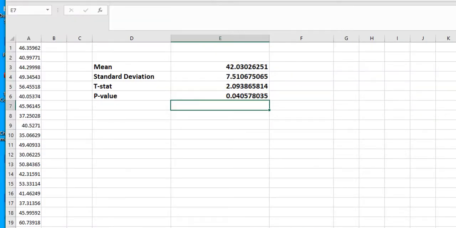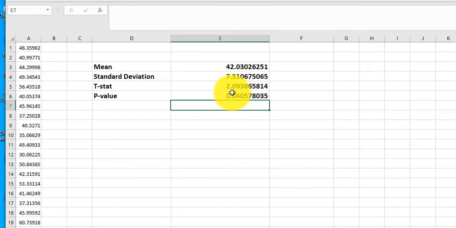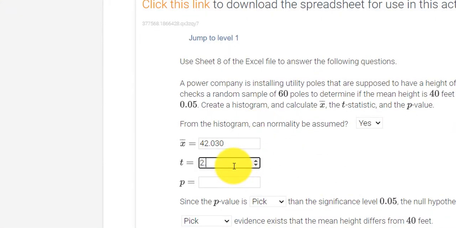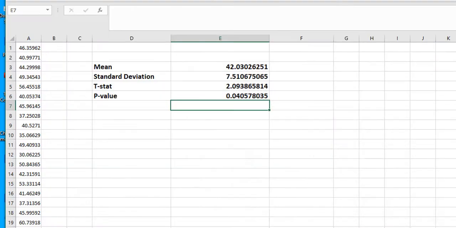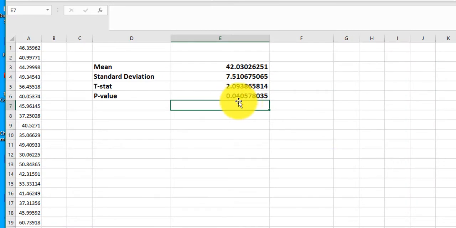My mean was 42.030. My t-value was 2.094, right? Because I'm rounding to 3 decimal places. And then my p-value was 0.041. Okay, I just want to double check I typed that correctly. 0.04, and I round this to a 1.